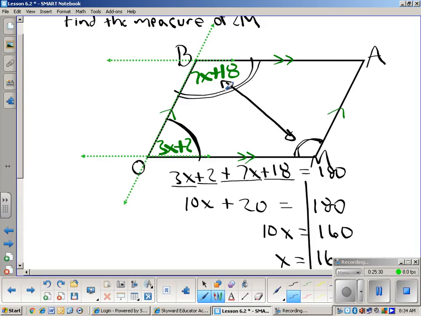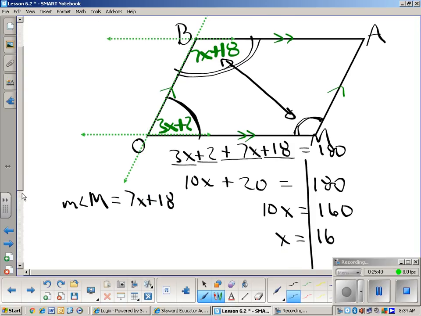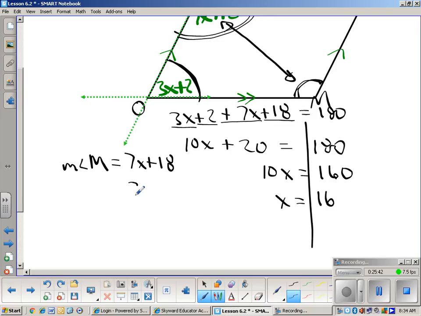So that means that measure of angle M is 7x plus 18, isn't it? Measure of angle M equals 7x plus 18, and we just discovered that x is 16. So 7 times 16 plus 18. What is it? 7 times 16 is 112, plus 18, 130. So that's how we get that.